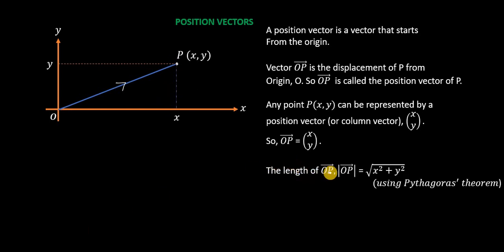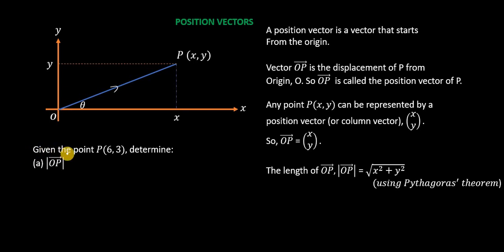Now we say the length of vector OP, using these straight lines to mean the length of the vector. Remember we said that a vector has what? Size and direction. So now we're just looking at the size, the length of it. And the length of it we get from using the Pythagorean theorem.